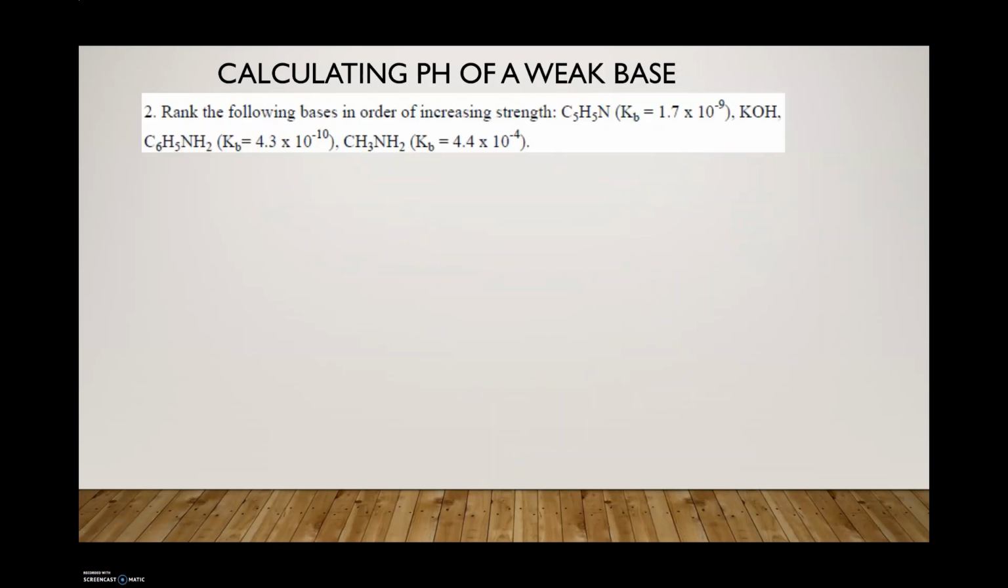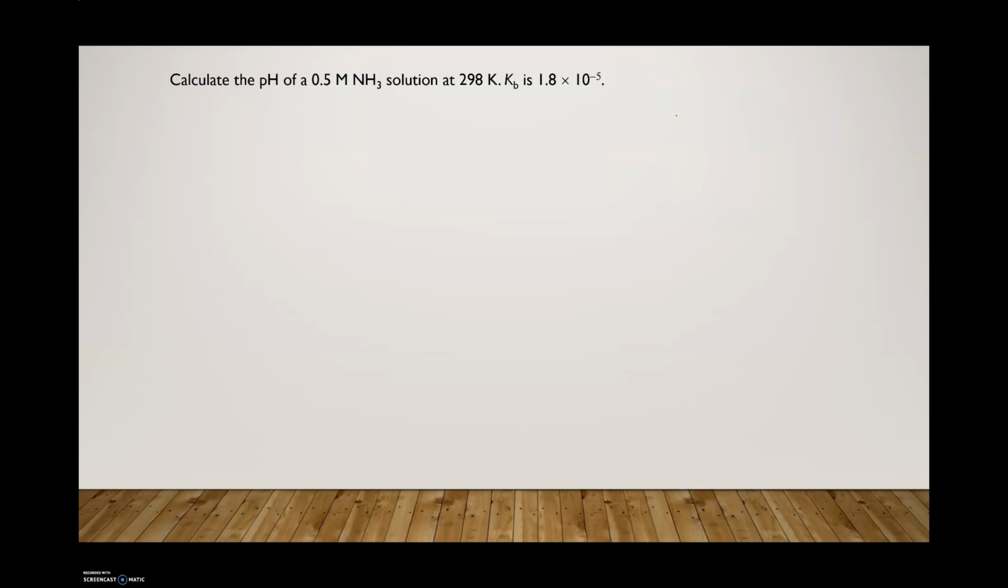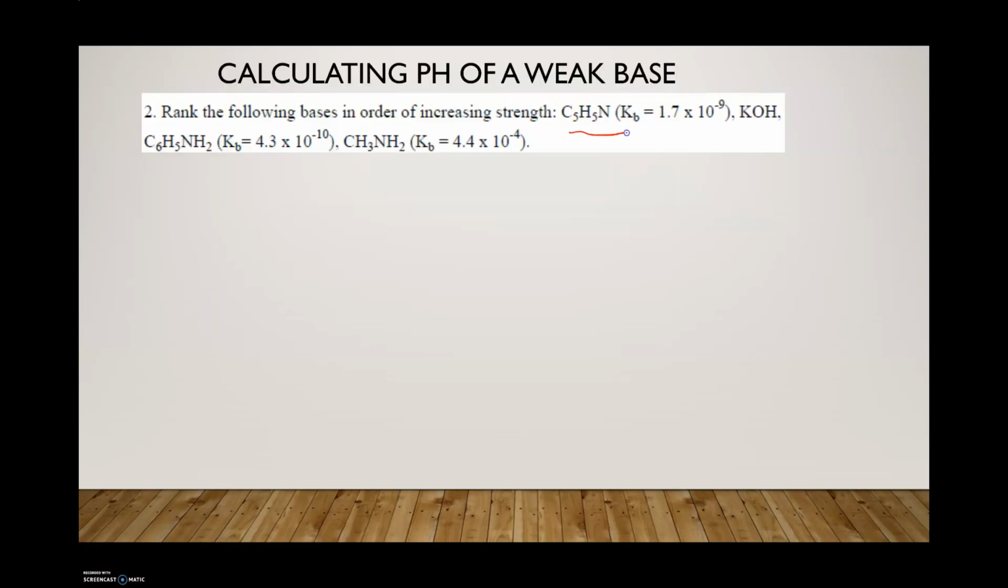Okay, we're going to look at another problem where we rank the bases in order of increasing strength. This goes back to what we talked about earlier: larger Kb values result in a stronger base. Let's look at the compounds we have present. We have a Kb value here, and a Kb here, and here, and then we have hydroxides. There are 4 compounds. Right off the bat, let's get the easiest one taken out.